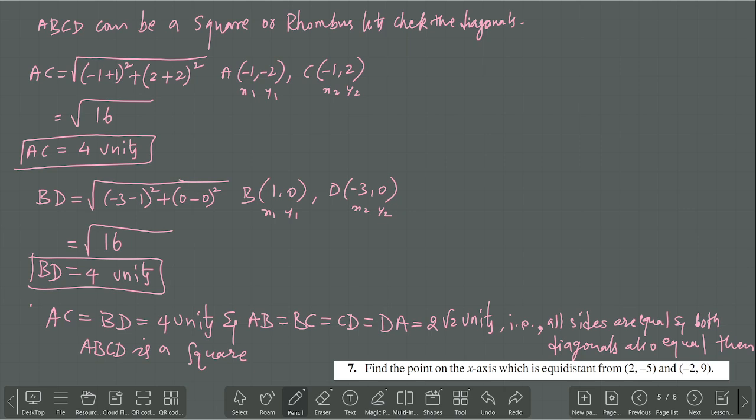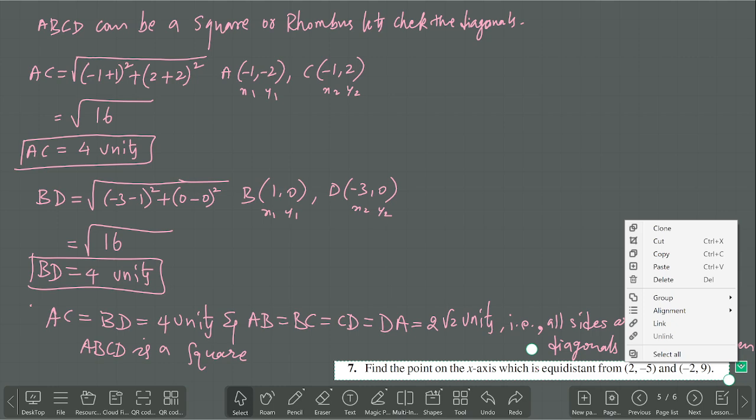Fine. The seventh one I will do in the next page, better. Then we have to take that in the next page. We'll cut, we'll go here.